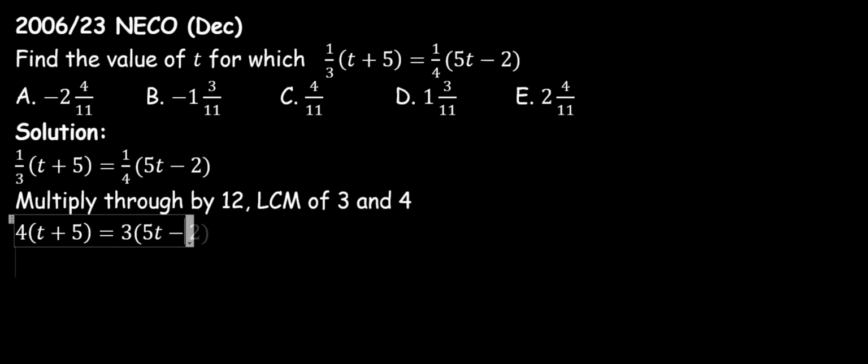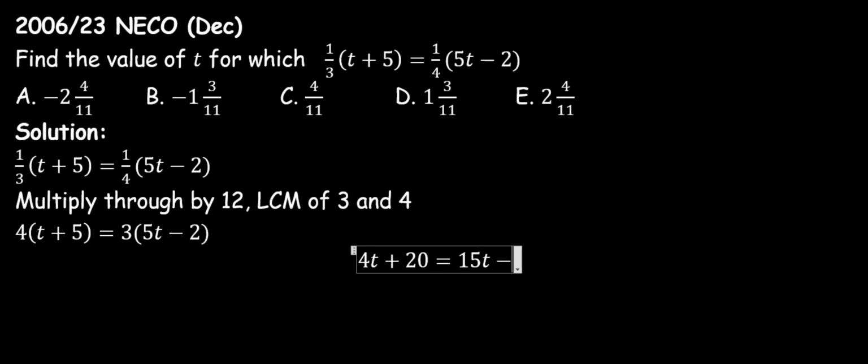And that will give us 4 into bracket open t plus 5 bracket close equals 3 into bracket open 5t minus 2 bracket close. What we have just done is that for the item in the denominator, which is 3, we divide the LCM, which is 12, by it. 12 divided by 3, you are left with 4. So 4 multiplies the items in the bracket on the left-hand side. When you go to the right-hand side, similarly, 12 divided by 4, you have 3. And 3 now multiplies the items in the bracket. So opening up the bracket, you have 4t plus 20 equals 15t minus 6.